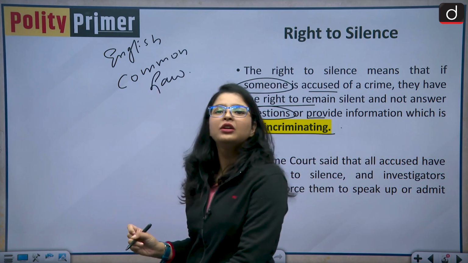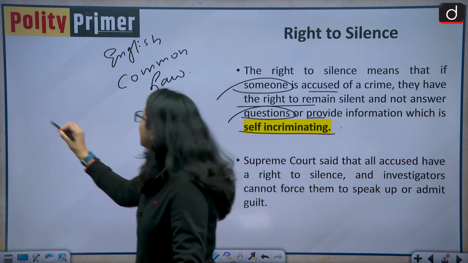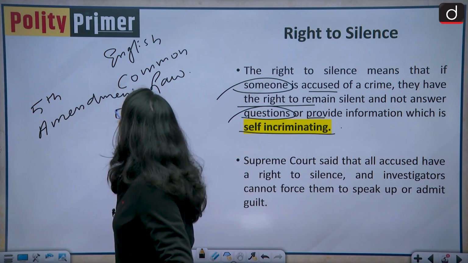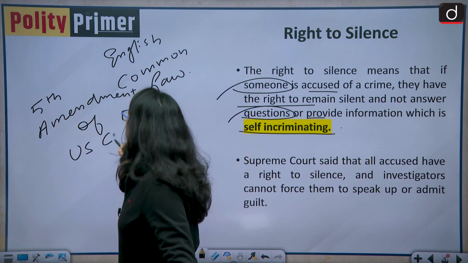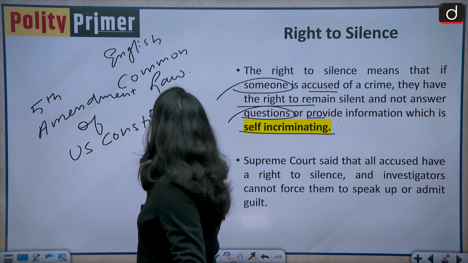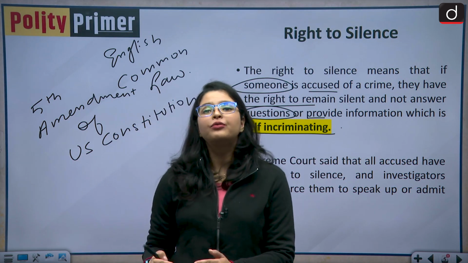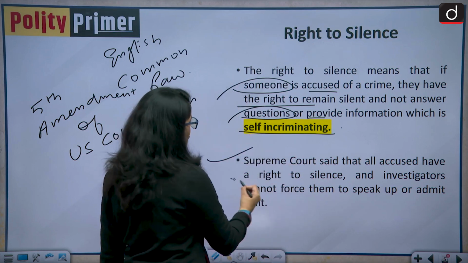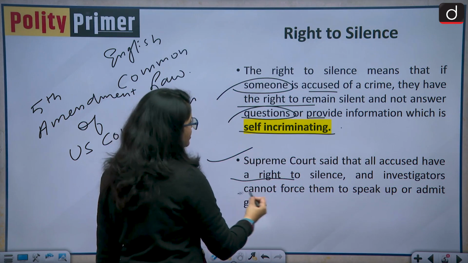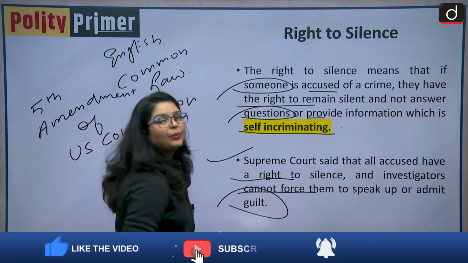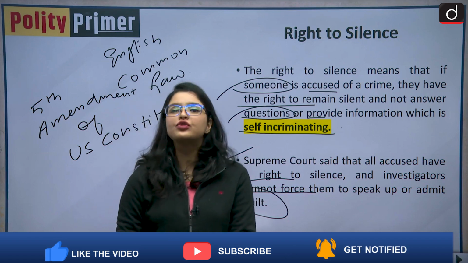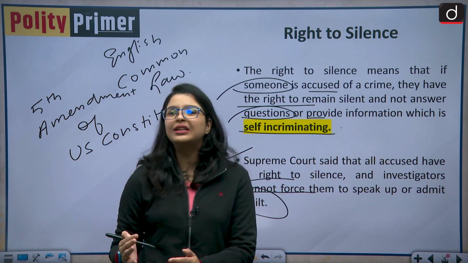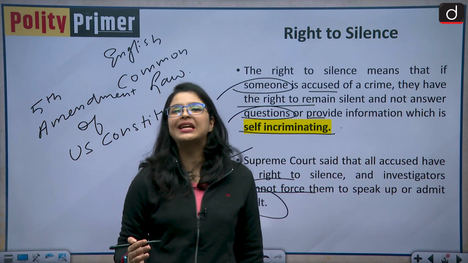And if you talk about the Constitution of the United States, then the Fifth Amendment of the US Constitution protects a person from giving such testimony that would incriminate him. So the Supreme Court said that all accused have a right to silence and investigators cannot force them to speak up or admit their guilt. So it is not a forceful thing. Confession, admission of guilt, is always voluntary in nature. It cannot be forced by the investigating agencies.